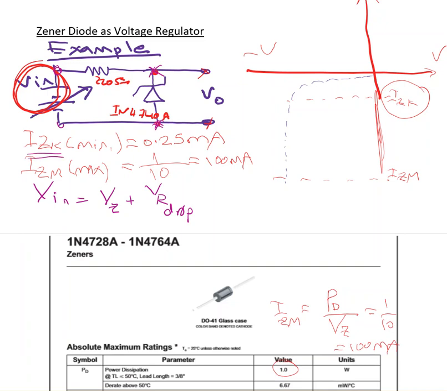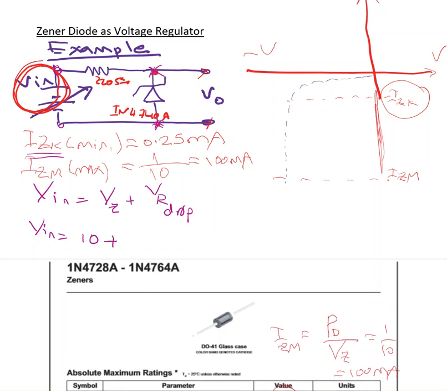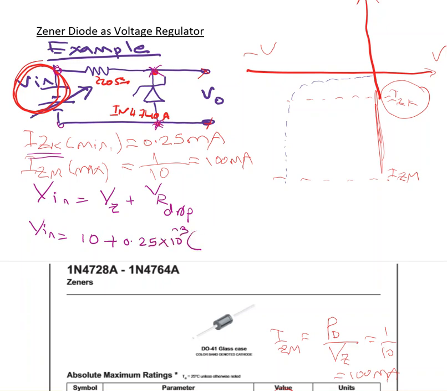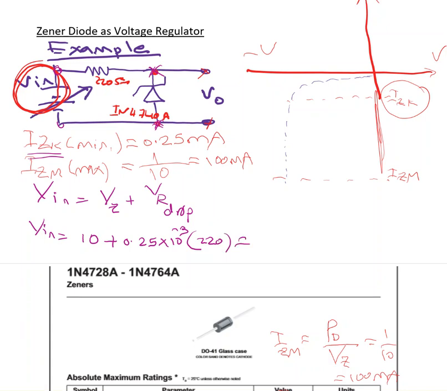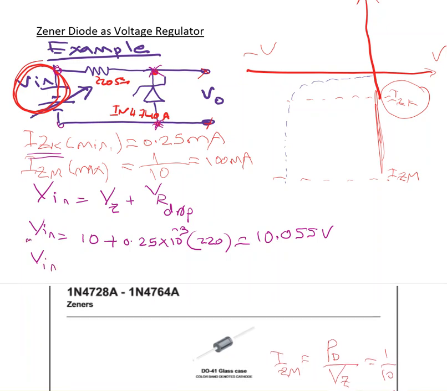So we have two cases now, if you remember. For the case of IZK, which is the minimum value, then V input will be 10 plus the drop of the voltage, which is equal to 0.25 milliamperes multiplied by 220 ohms. If you calculate this number, you will find that this is just 10 point something, it could be like 10.055 volts. So this is the minimum value of Vin.